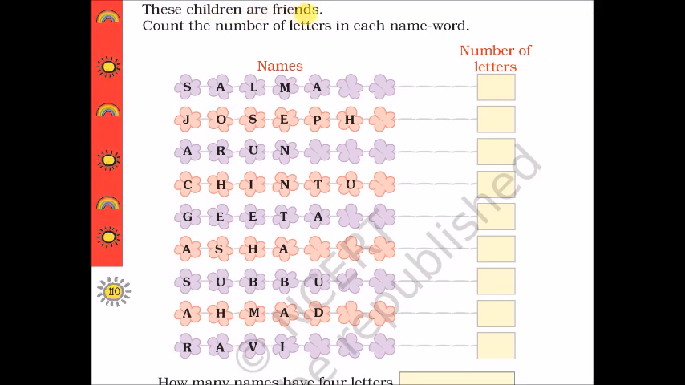These children are friends. Count the numbers of letter in each name word. ये सभी बच्चे दोस्त हैं. इनके जो नेम्स हैं उनके वर्ड को काउंट करके हमें यहाँ पे लिखना है. जैसे ये सलमा, SALMA. 1, 2, 3, 4 and 5. यहाँ पे हम लिखेंगे 5.